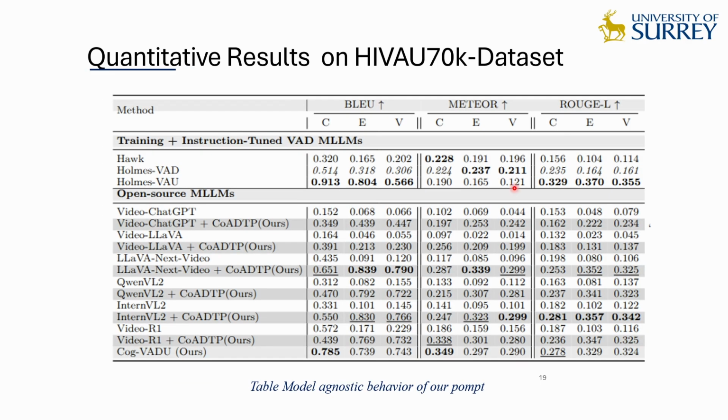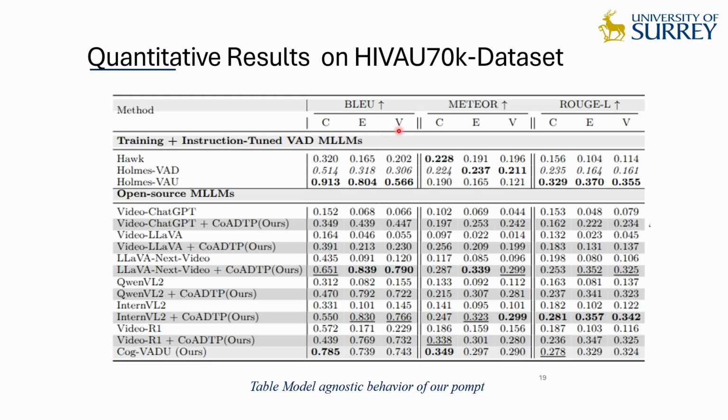We also try to evaluate our prompt in a model-agnostic way. We try to see whether our prompt is limited to only VideoLLaMA 3, or whether it also helps to boost the performance of other vision language models. For those, we saw that when we added our prompt to the current vision-based models, the performance, like BLEU score, METEOR, and ROUGE, improved.